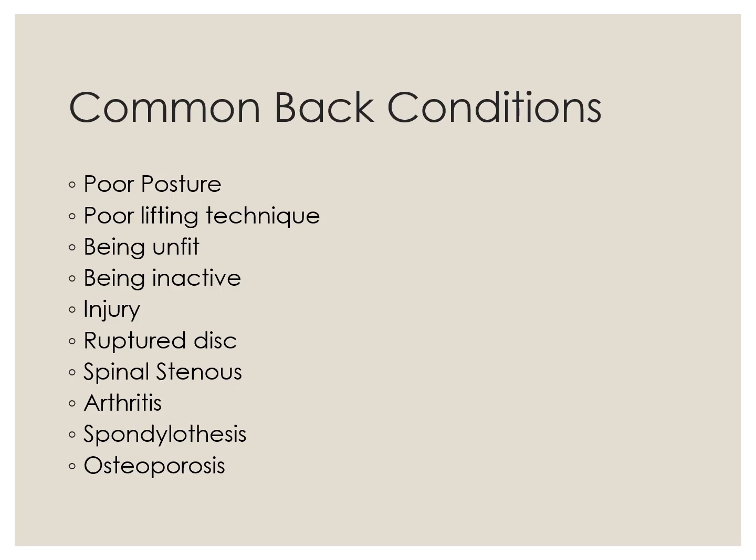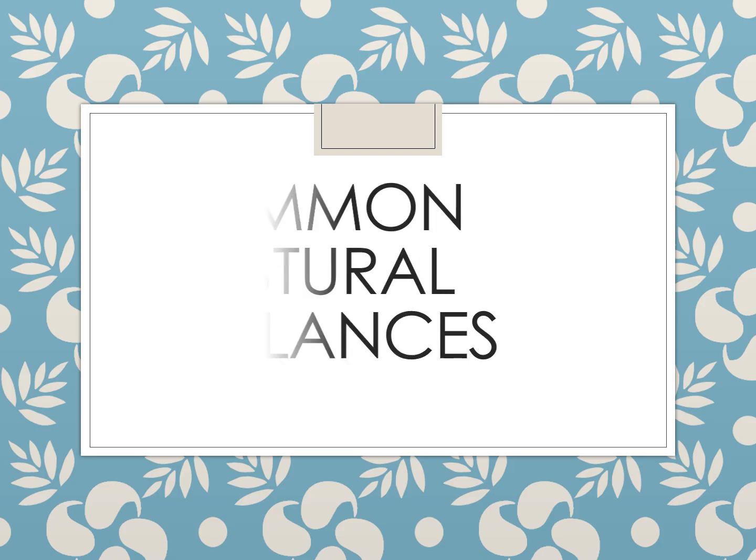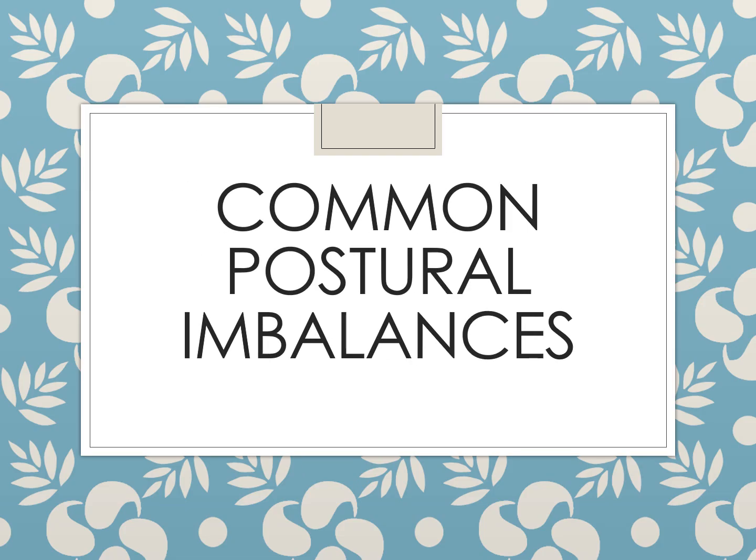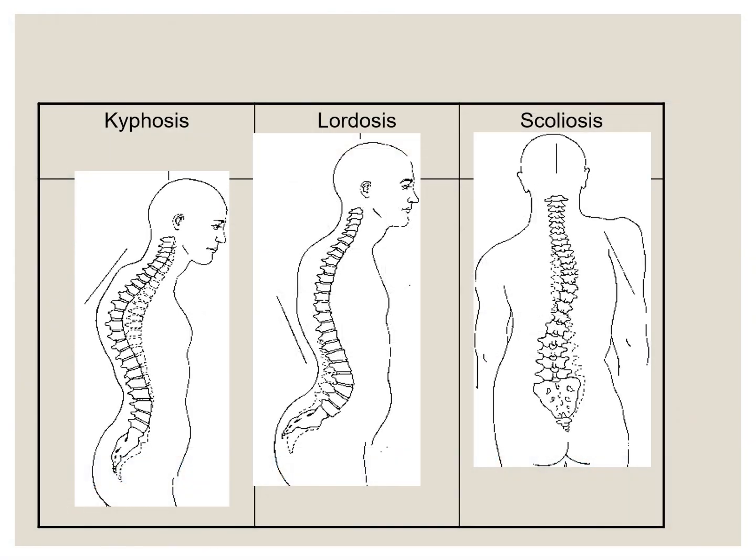And then you can have osteoporosis. Osteoporosis, we talked about this before, is the thinning of the bone, where the bone itself starts to disintegrate. So instead of having a strong structure, the structure of the skeleton becomes weak. So let's have a look at some of the more common postural imbalances. Now, they're not exclusive, but they're the most common.